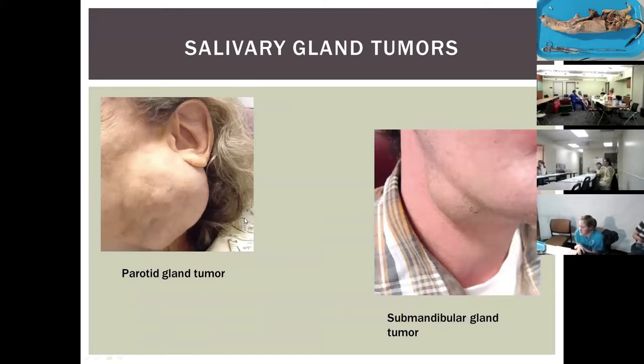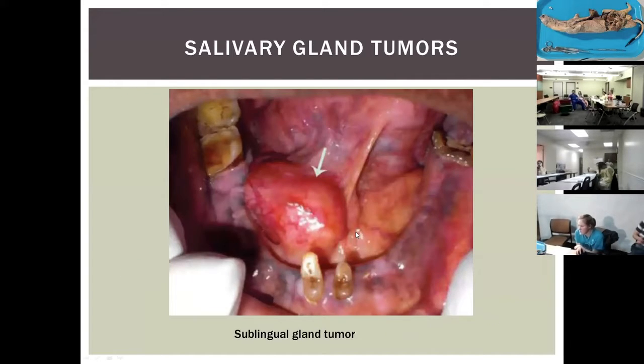So here's a couple of different pictures of people with tumors of their salivary glands. Obviously, this one would be parotid. It's in front of the ear and goes all the way down to the angle of the jaw. It's pretty nasty and big. Submandibular gland tumor, you can see it's just at the angle of the jaw and a part of the neck, not quite as big as that parotid gland tumor. Here you have a sublingual gland tumor, it's in the floor of the mouth. That thing is pretty monstrous, and it looks like they might have some other dental issues going on as well.